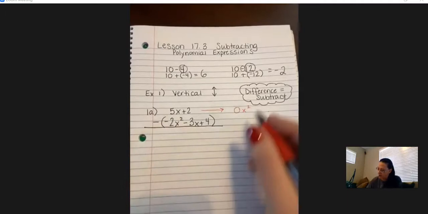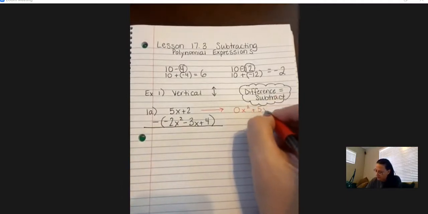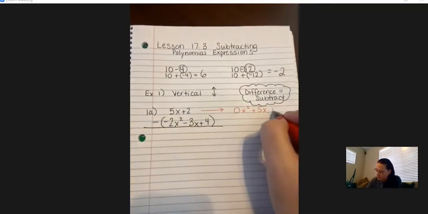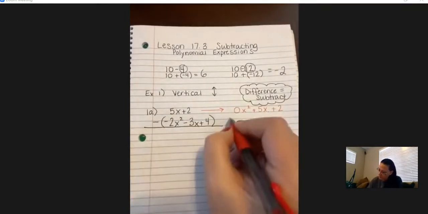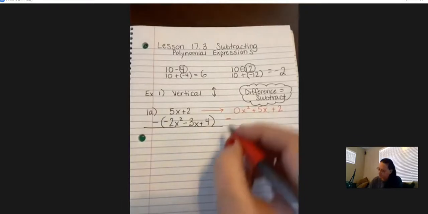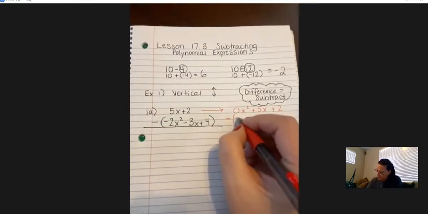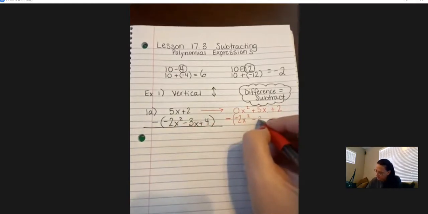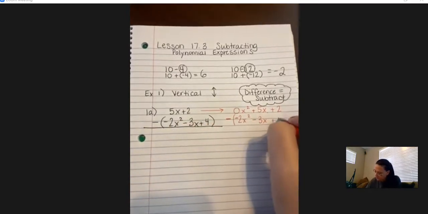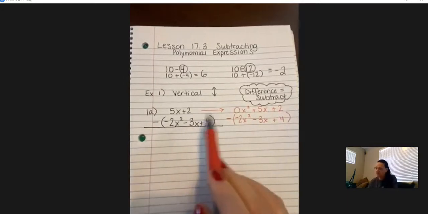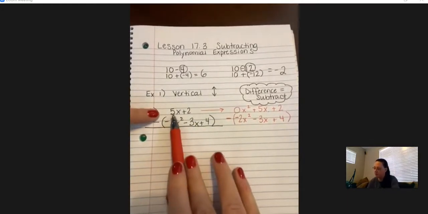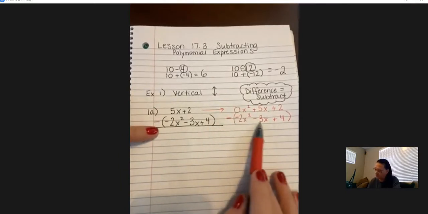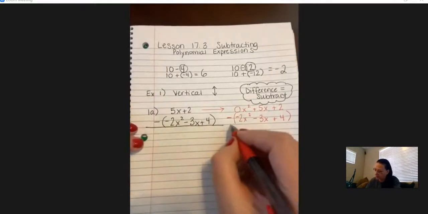For the x's, there are positive 5 x's because there's no symbol. If there's no symbol in front, it means it's plus, and then there's a plus 2. Okay, then bring down your subtraction. We're just stacking up the x squareds, the x's, and then the constants. So all I did is I rewrote the top polynomial to have that placeholder, and the bottom polynomial I just rewrote exactly the same way it is.